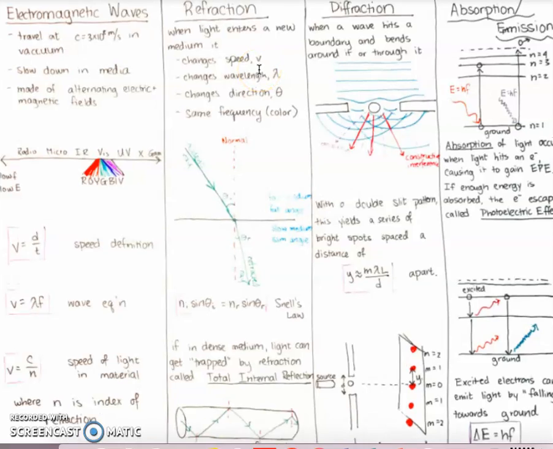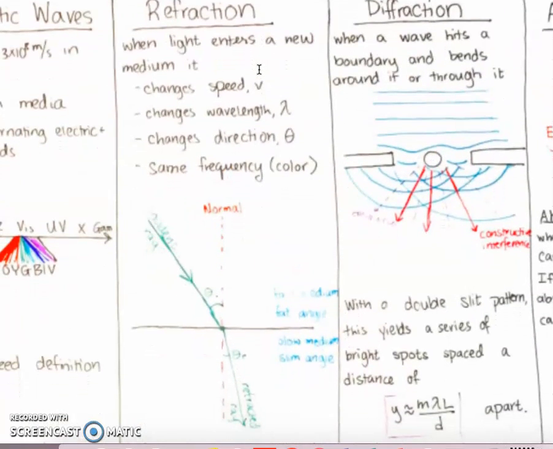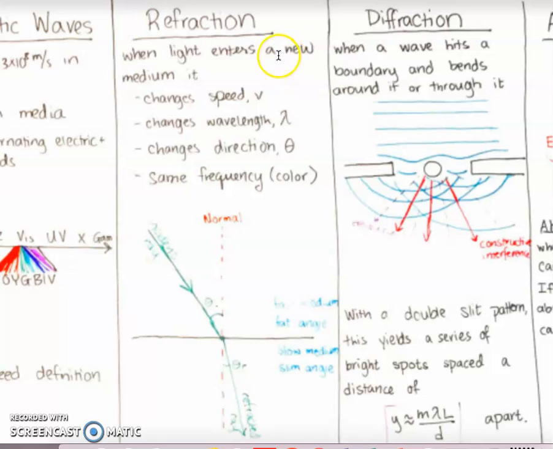So refraction is not just light. Refraction is when any wave enters a new material or a new medium. In changing material or medium, it changes speed. And as a result, it changes wavelength. And sometimes it changes direction. But during refraction, that doesn't change the color or frequency of the light.